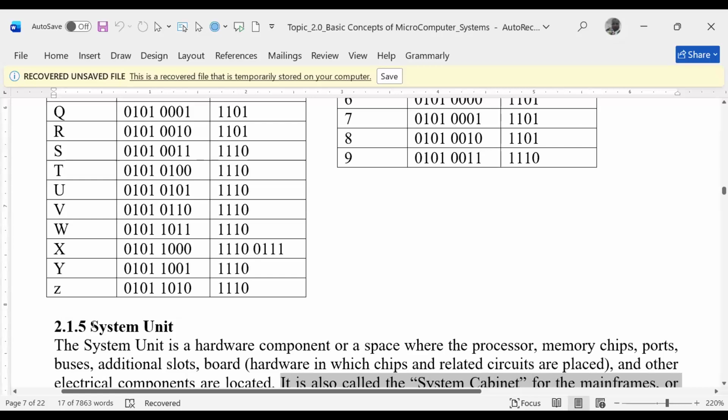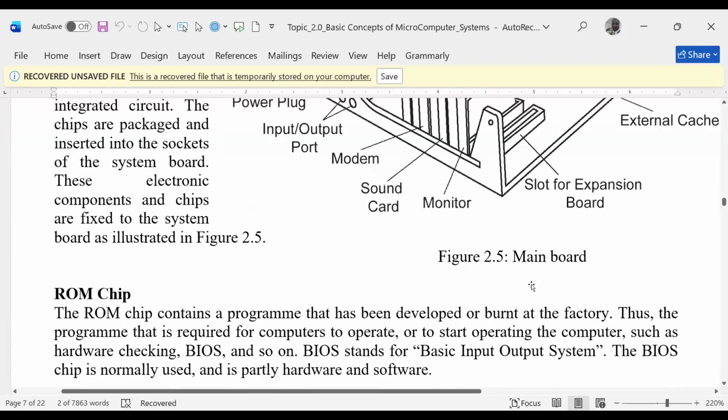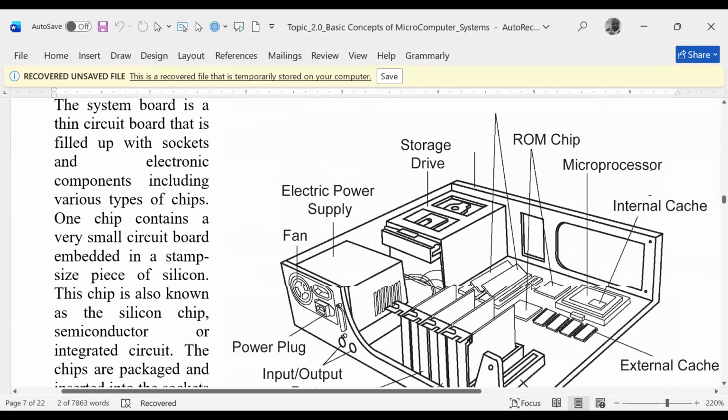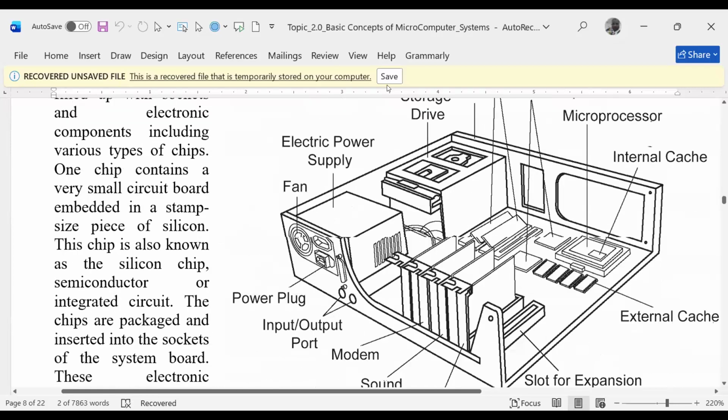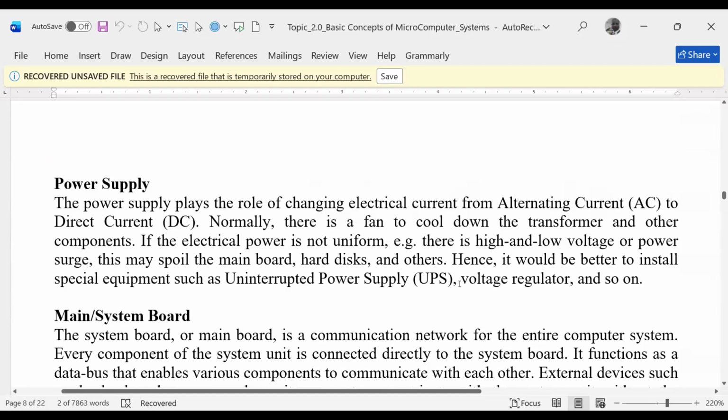When you open this system unit, this is how it is. This is a system unit: the big case where all the components are housed. Your software, your memory, your hard disk, your processor or microprocessor are all inside the system unit. These are the components associated with the system unit.